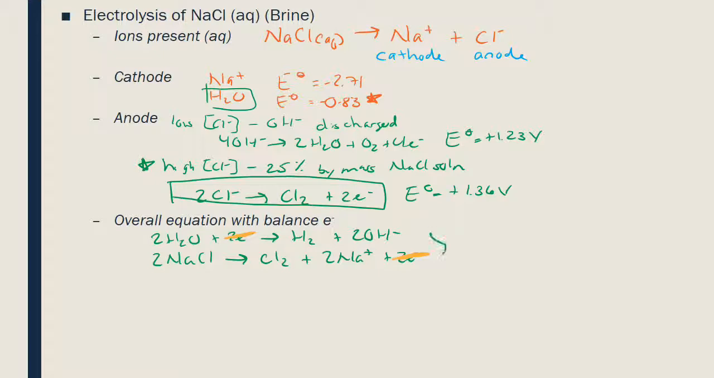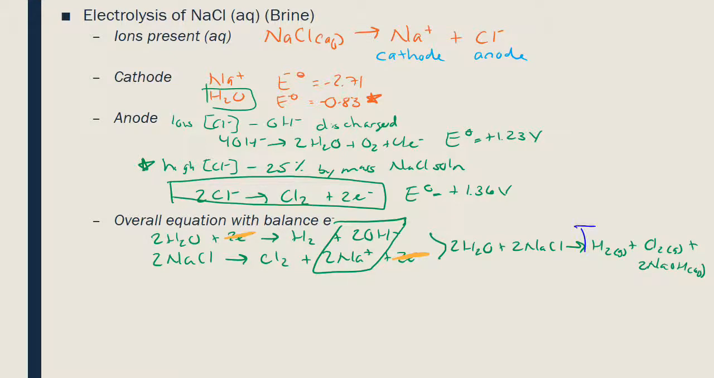So when we combine them, we have 2 waters that react with 2 sodium chlorides. And when they go through this process, we're going to release hydrogen gas and chlorine gas, and what's left behind is 2 hydroxide ions and 2 sodium ions, which make 2 NaOH compounds. And so now we can get 3 very important products that are used in industry worldwide.